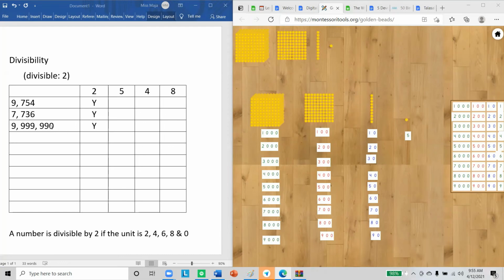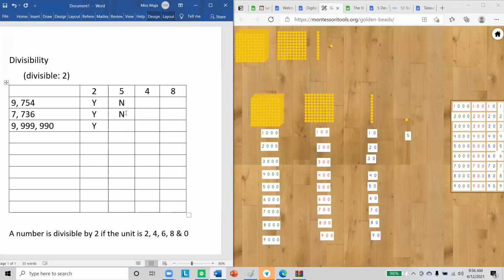So if I have the number 9,754, is that divisible by 5? The 4 is not divisible by 5, so I guess no. So 9,754 is not divisible by 5. How about 7,736? Is that divisible by 5? No, because 6 is not divisible by 5. So this is also no.